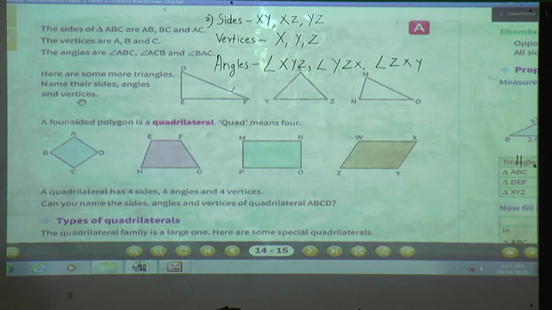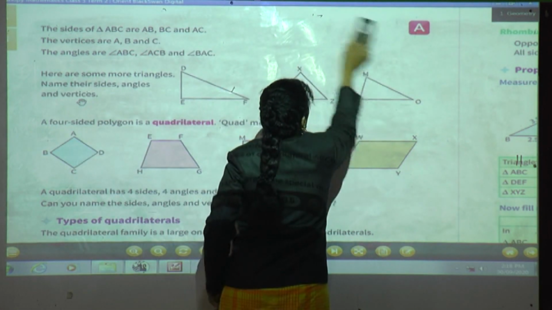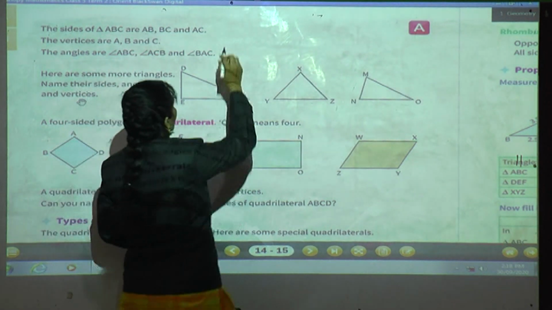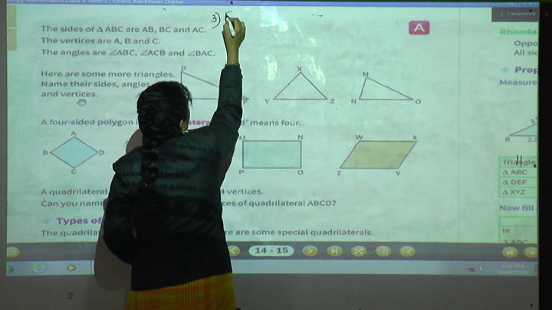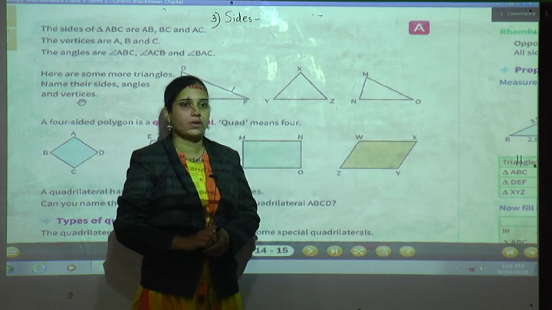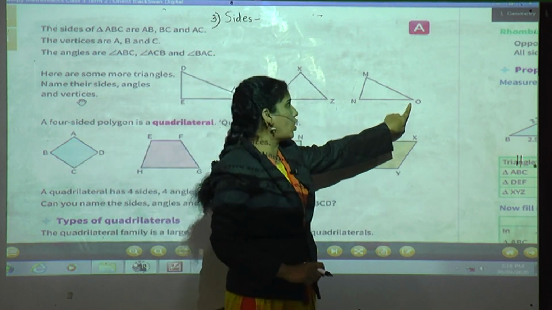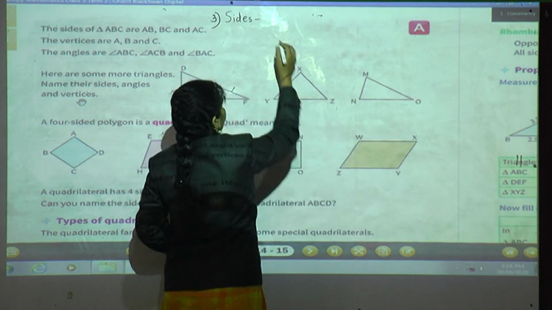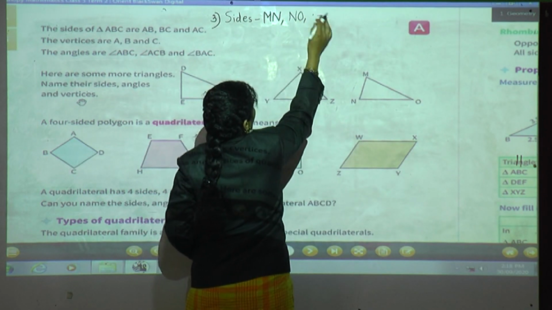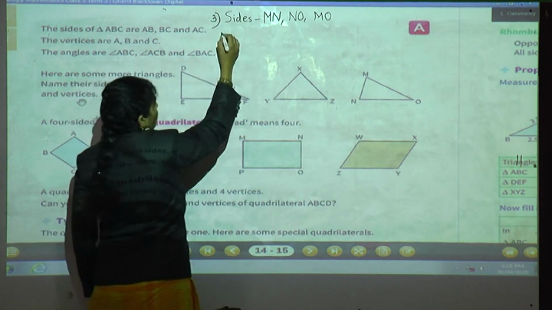Now in our third figure, here is a triangle MNO. So, sides of a triangle. Tell me, students. Side MN, side NO and side MO. Very good.